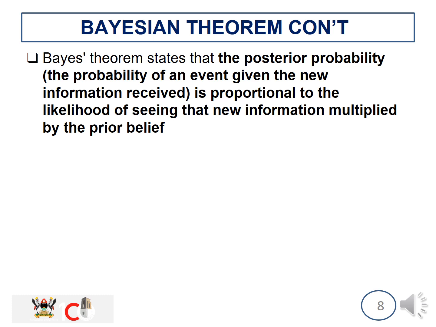And we can also describe it as the posterior probability, meaning the probability of an event given the new information received is proportional to the likelihood of seeing that new information multiplied by the prior belief.